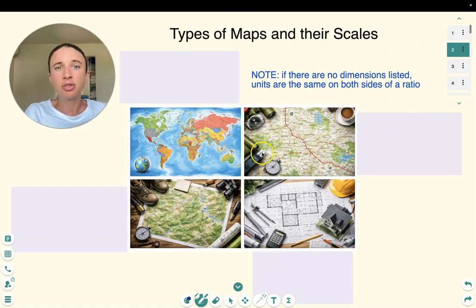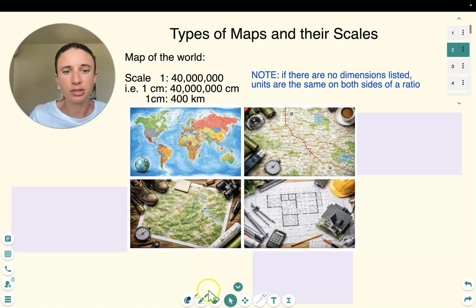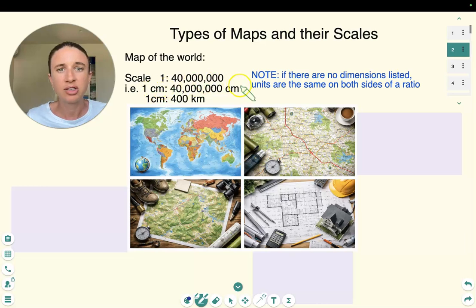So here's some types of maps and their scales. So we've got a world map here, okay? And I'm going to show you what's going on. So this world map has a scale of 1:40 million. See how there's no dimensions on either side? And then if we come down to this next line, we can put centimeters on both sides and see how the last bit that they've mentioned is 1 centimeter to 400 kilometers. So how they've gotten that is they're just converting centimeters to kilometers.